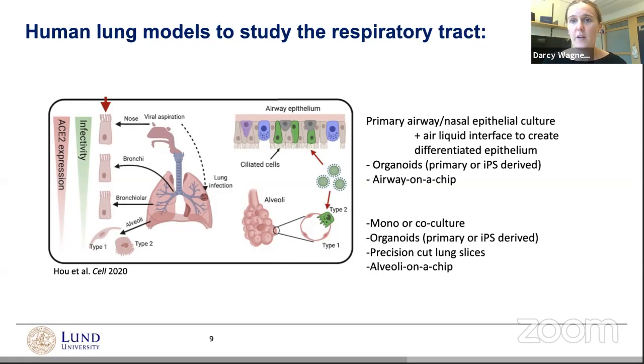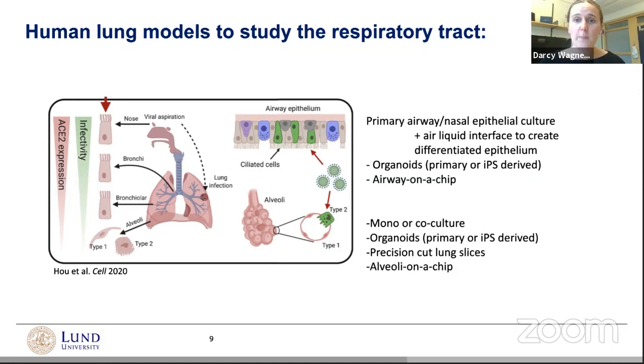So of course, there's primary airway or nasal epithelial cell culture. These are then lifted to air-liquid interface to create differentiated epithelium, because much of the data from histological staining, immunohistochemistry, as well as single cell data indicates that it's maybe more prevalent in the differentiated epithelial cells. There's also ongoing work in organoids, which we are going to hear a little bit more about today, both from primary or iPS derived.